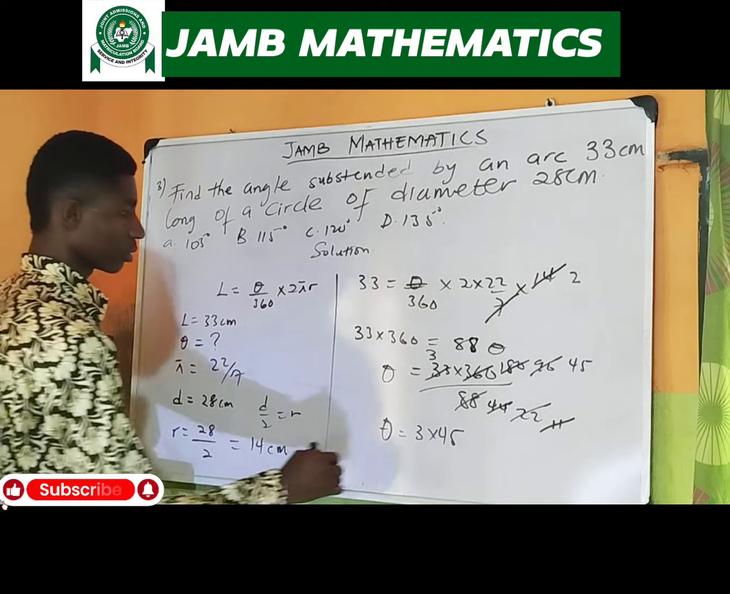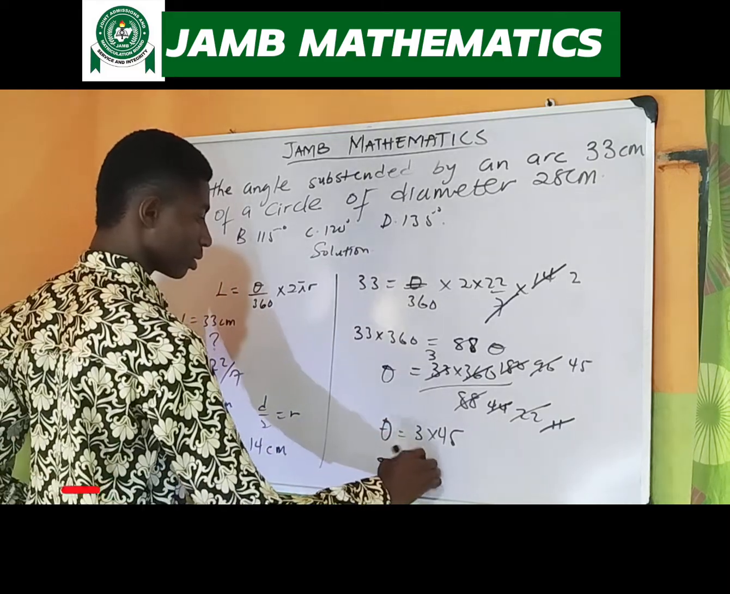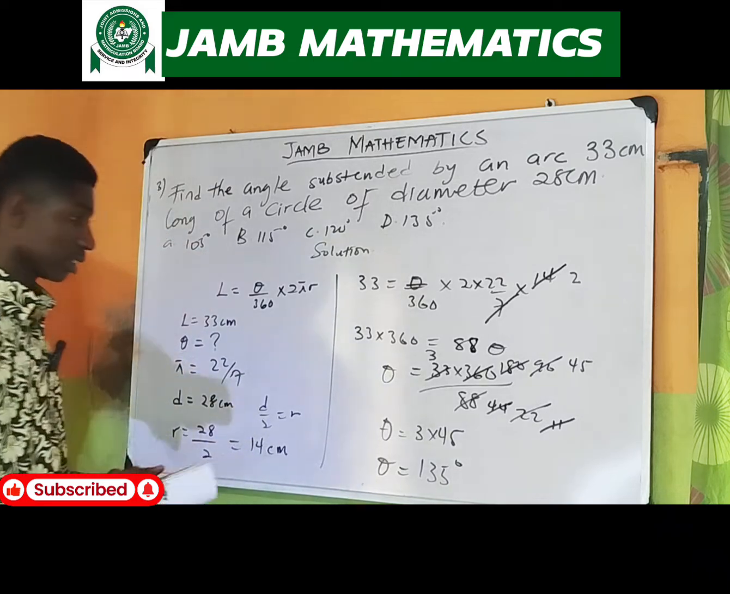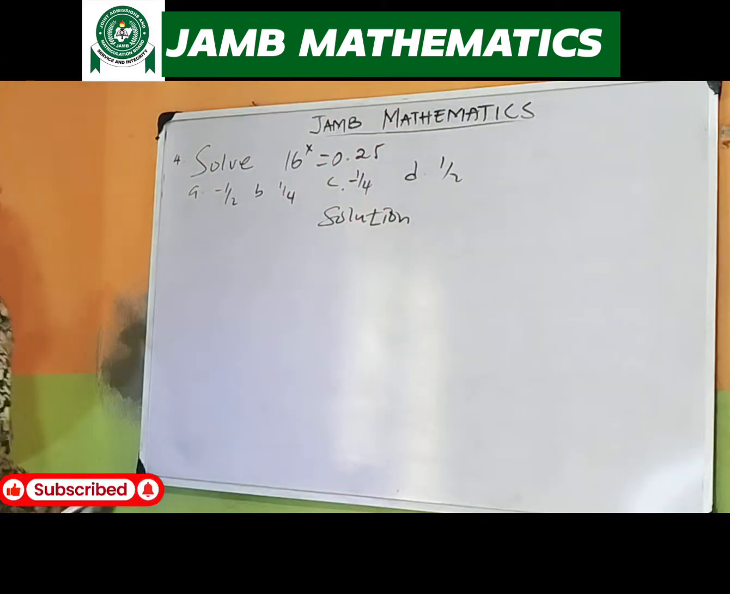3 times 45, which is equal to 135 degrees. Hence, D is the correct option. Now, look at the next question.